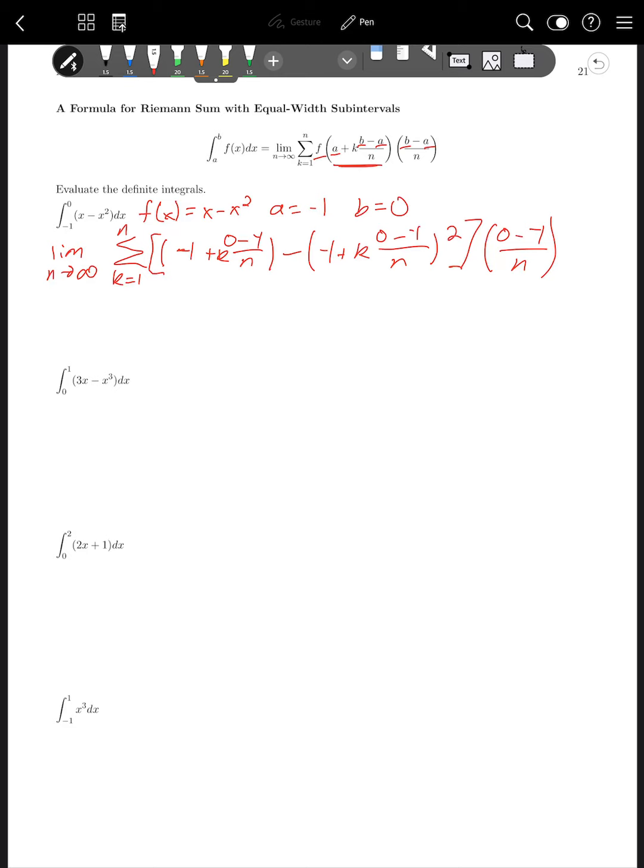Okay. And so then we could find the value of the definite integral by doing that limit, which is something we talked about in the last section. We're not going to do it here. We just need to be able to write it this way, and then you should be able to do that. So I'll simplify it a little bit, but this is the limit as n goes to infinity of the sum from k equals 1 to n of negative 1 plus k over n, minus negative 1 plus k over n squared, times 1 over n.